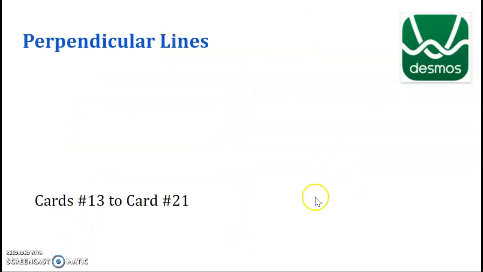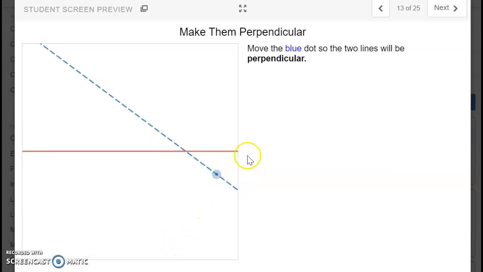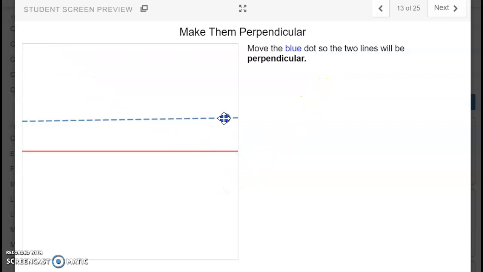Alright, so with that, you're going to be working on card number 13 to 21, where you're just practicing drawing perpendicular lines so that you can visualize it more clearly. Here we go. Card number 13 is just asking you to move the blue dot so that the 2 lines will be perpendicular. Remember, this is parallel lines. Perpendicular lines cross each other, but not only do they cross, they cross at 90 degrees. So the angle between this blue line and the red line is 90 degrees. One's going to be completely vertical, one's going to be horizontal.